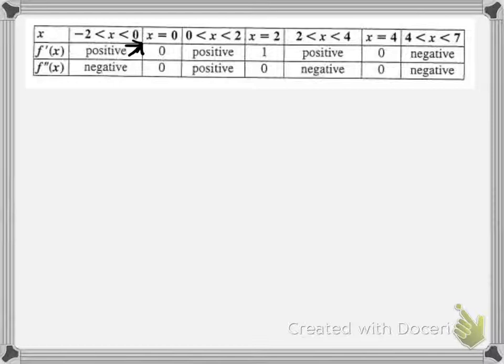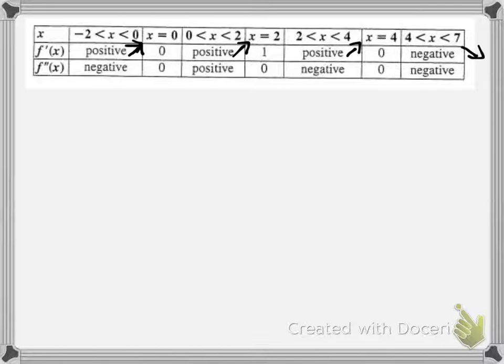And between 0 and 2, again, I still have a positive right here. Putting this note for myself to let me know that my original function will be increasing. Still, again, increasing. But the interval between 4 and 7 is negative. So that's going to be decreasing. So I'm getting an idea of what's going on with my graph.